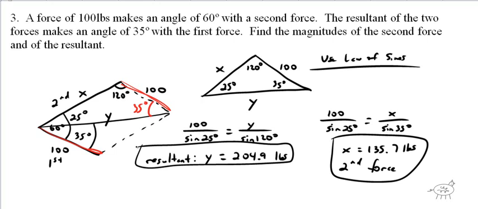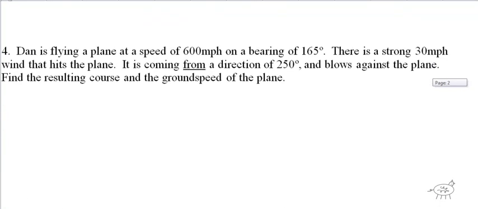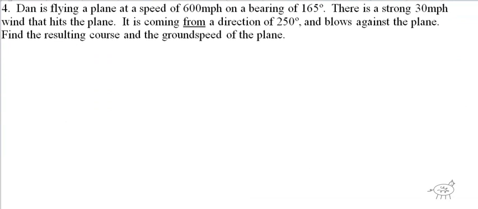All right, so now this next problem is, I think, a little more challenging. So let's go to it. It says Dan is flying a plane at a speed of 600 miles an hour on a bearing of 165 degrees. Oh, bearing problems. Okay, so what do you have to do when you see bearing? You have to make sure you draw your vertical line. Okay, so let's do that. Here we go. Dan's flying 165 degrees, so it's kind of down this way.